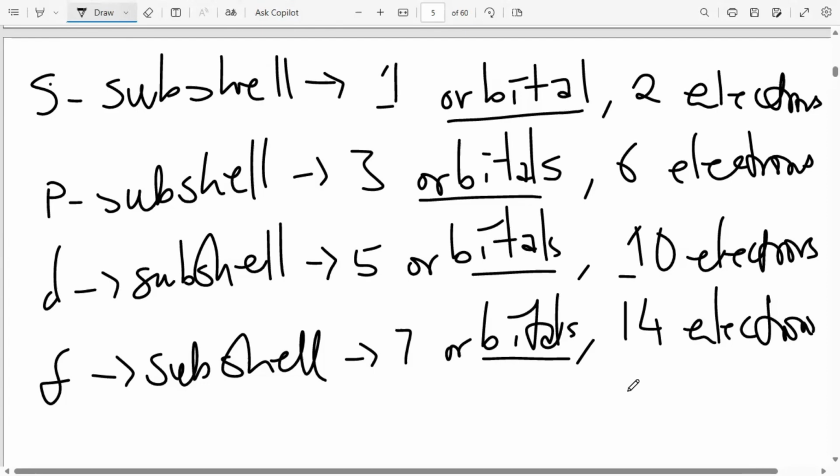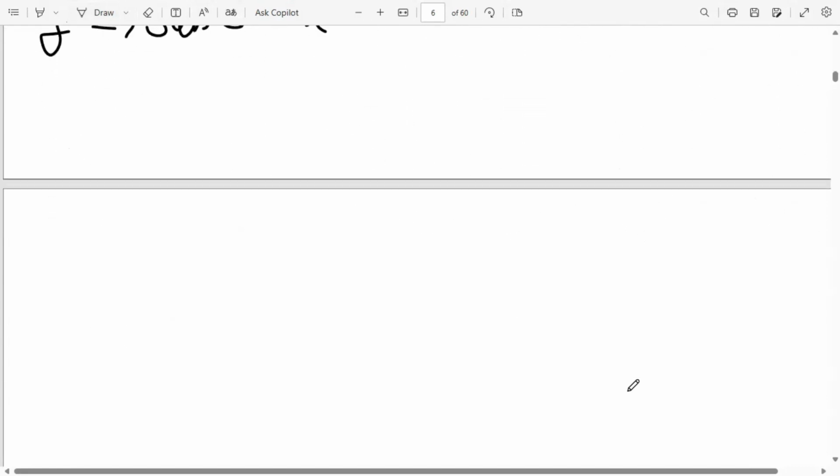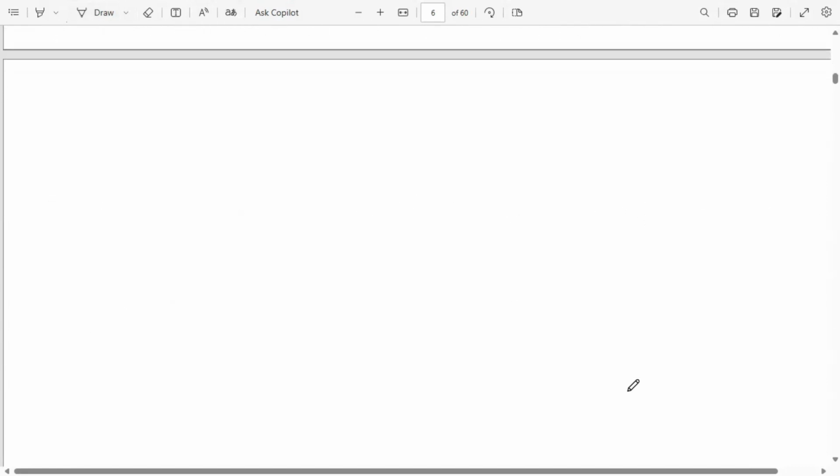Okay, so that is that on the shells, the subshells, and also the orbitals, describing to us the number of orbitals that each subshell has, and the maximum number of electrons that each orbital can accommodate. Okay, so from here now, I can move on to what we call quantum numbers.